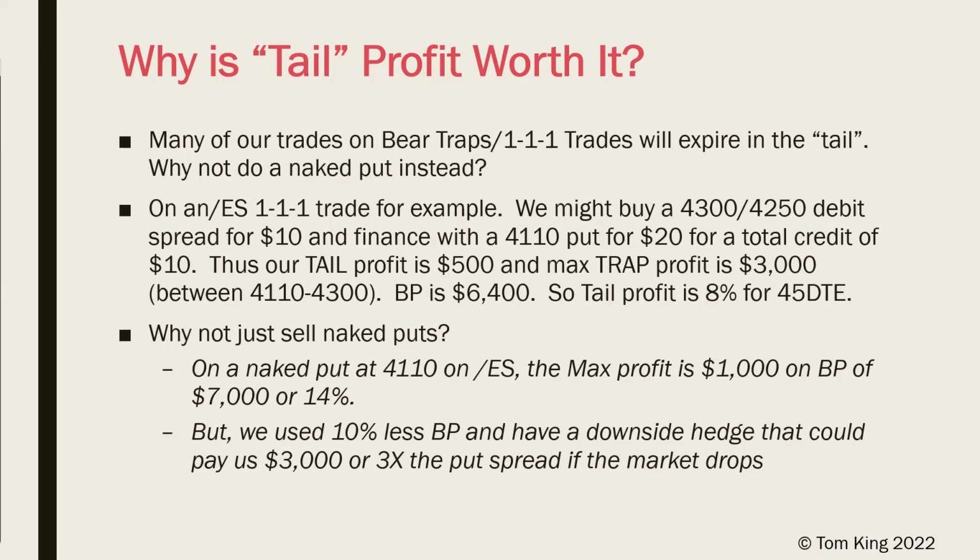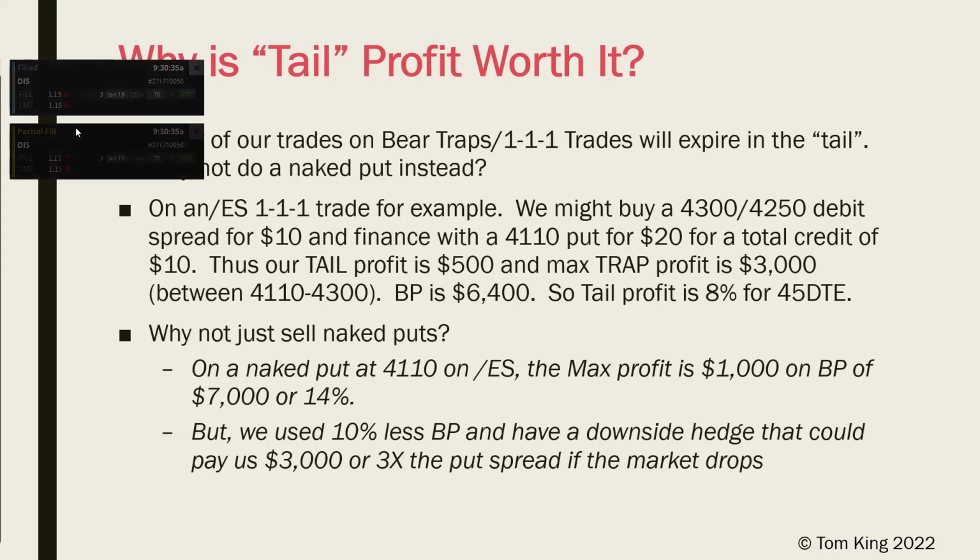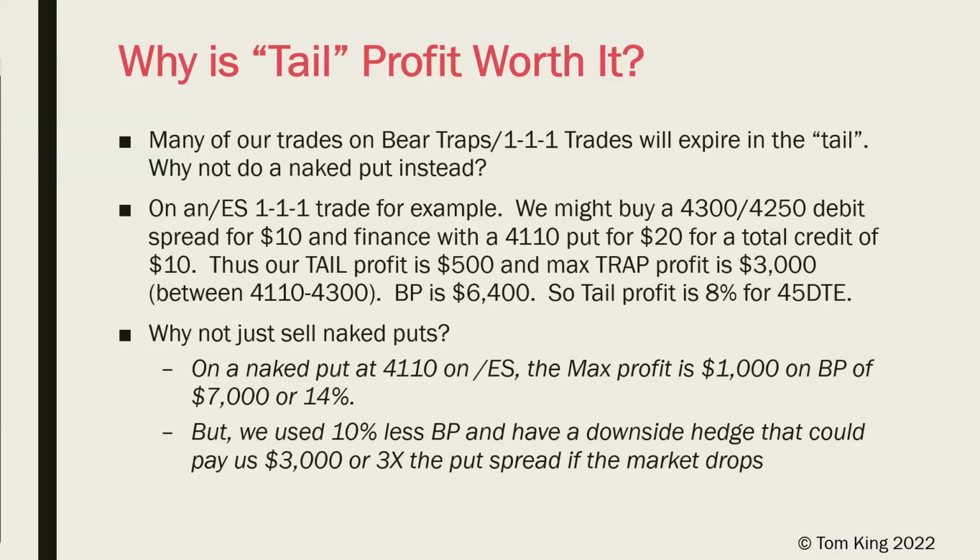And the market's open for the day. So we might buy, let's use an example, the 4,300, 4,250 debit spread. Let's say that's $10. And we're going to finance that with the 4110 put for $20. So we're going to take in a total credit of $10. So the tail profit, meaning the top part or expiring worthless, is going to be $500. The reason being for that is that we took in a total credit of $10. ES has a multiplier of 50. So we're going to have that tail profit of $500.